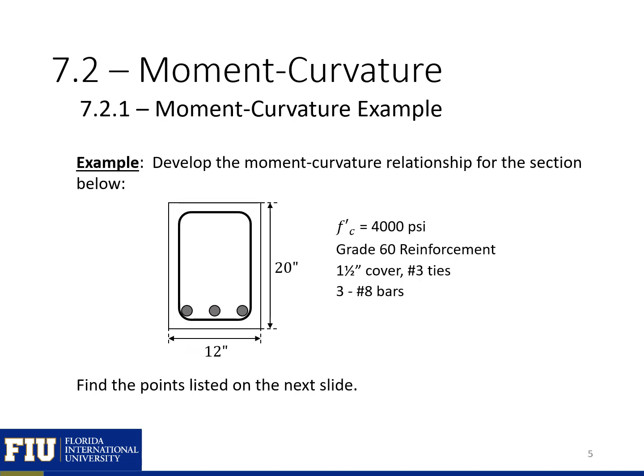In this first example problem, we're going to develop the moment curvature relationship for the section shown here. It's a 12-inch by 20-inch rectangular beam with an f'c of 4 ksi, grade 60 reinforcement, so our yield strength of our steel is 60 ksi. We have 1.5 inches cover, number 3 ties, and 3 number 8 bars as our longitudinal steel.